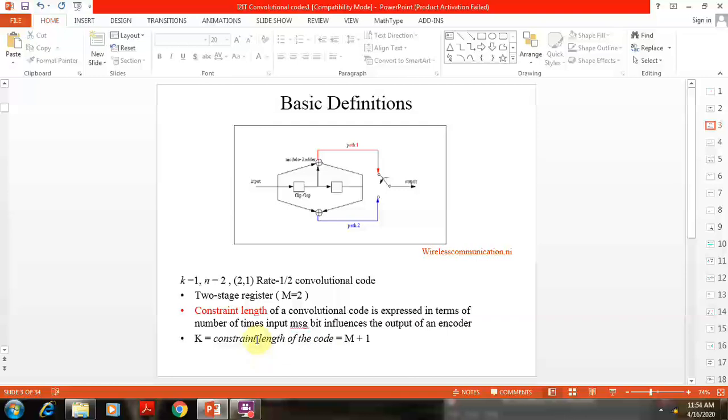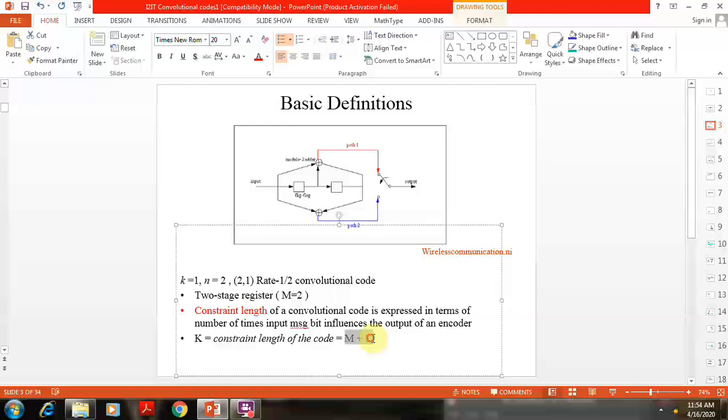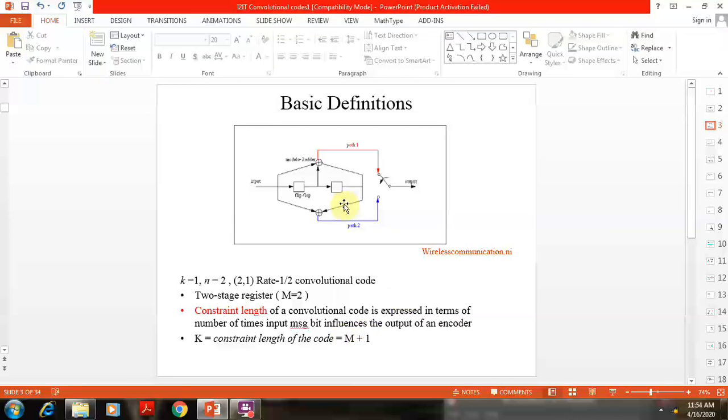There is one more equation which is given in most of the books. The constraint length is m plus 1. What is capital M? Capital M is your number of flip-flops. So in this case there are 2 flip-flops, so 2 plus 1, my constraint length is 3. So m plus 1 is also an equation of the constraint length. But to understand it, what is the meaning of constraint length? The number of times your input affects the output. So this convolutional encoder is a 1/2 convolutional encoder, which has 2 adders and 2 shift registers.